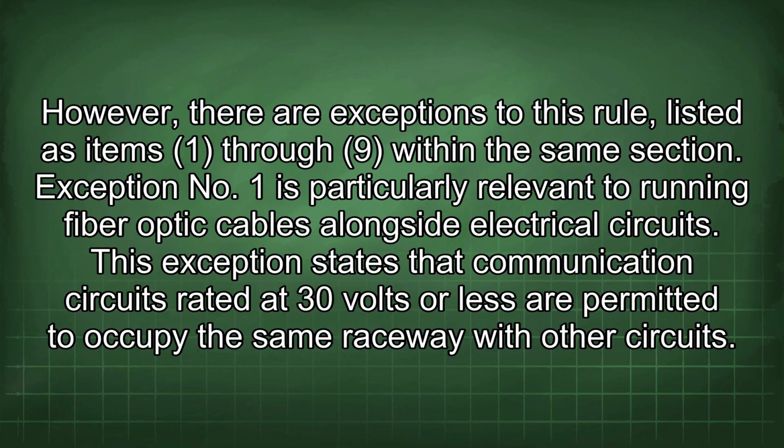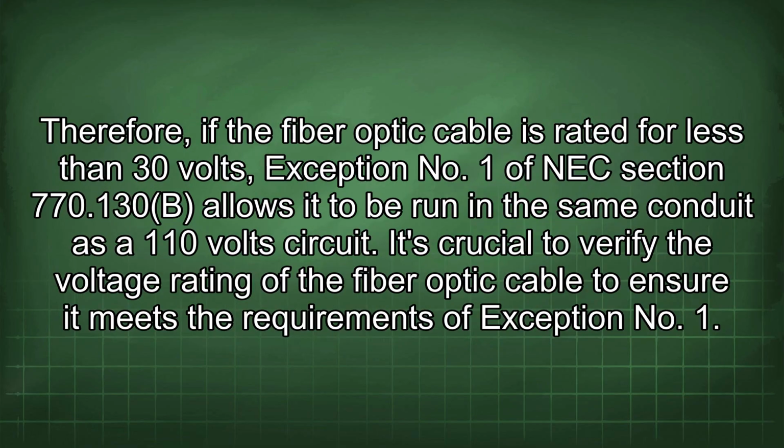Exception 1 is particularly relevant to running fiber optic cables alongside electrical circuits. This exception states that communication circuits rated at 30 volts or less are permitted to occupy the same raceway with other circuits. Therefore, if the fiber optic cable is rated for less than 30 volts, exception 1 of NEC section 770.130(B) allows it to be run in the same conduit as a 110 volt circuit.